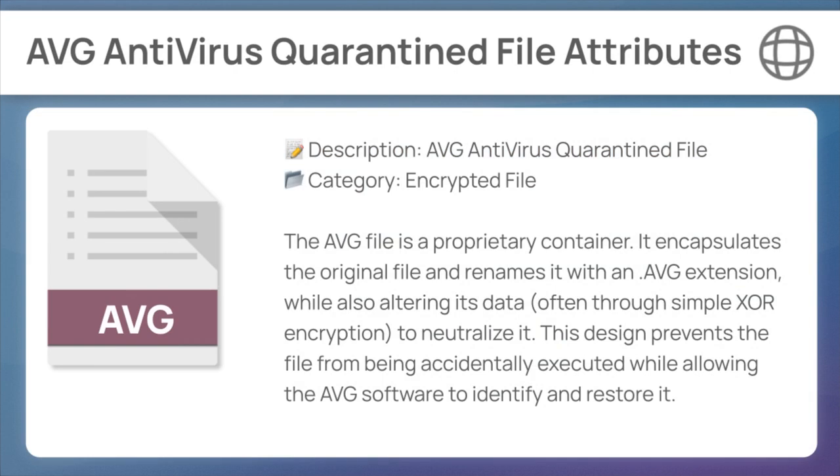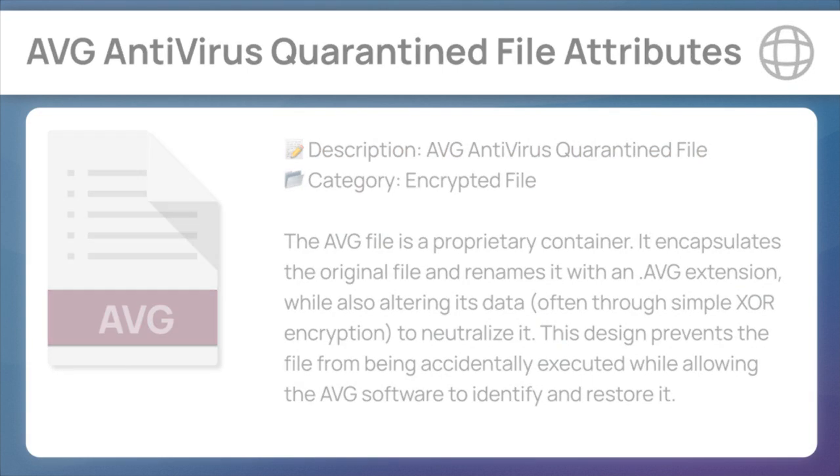It encapsulates the original file and renames it with an AVG extension, while also altering its data, often through simple XOR encryption, to neutralize it. This design prevents the file from being accidentally executed while allowing the AVG software to identify and restore it.